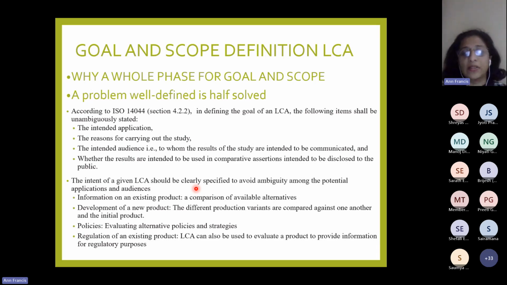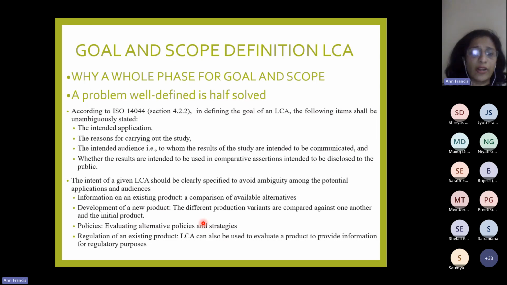So it's mostly a comparison between alternatives that we try to do and say that, okay, this alternative is better than this one. Then sometimes we would want to develop a new product and understand if the new product we developed is better than the previous version or the initial product that we proposed. And then LCA is very extensively used for policy analysis when governments want to test out if we are using a certain policy of, let's say, renewable energy, or a certain policy of investing in a certain kind of product, whether that policy is better than the other one. So we can use LCA for that.